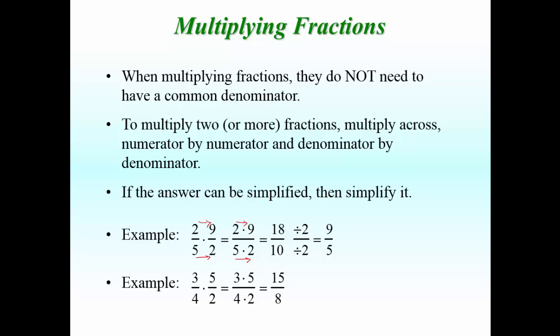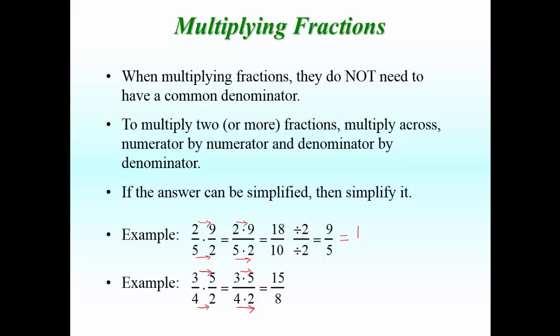Here's another example. You just multiply straight across the top. 3 times 5 is 15. Straight across the bottom, 4 times 2 is 8. So 15/8 is your simplified answer. Now keep in mind you can rewrite them as mixed numbers if you want.